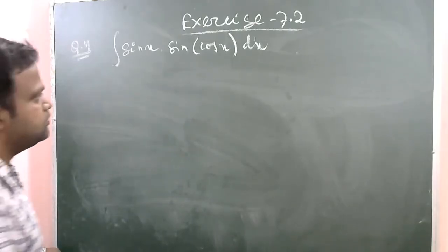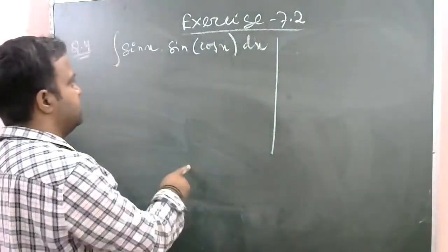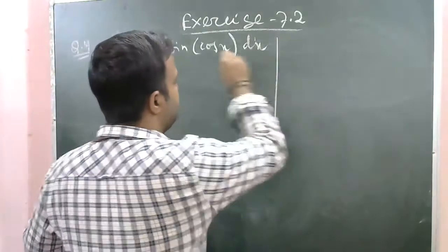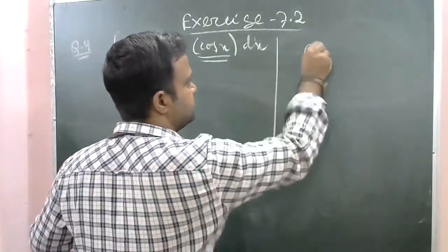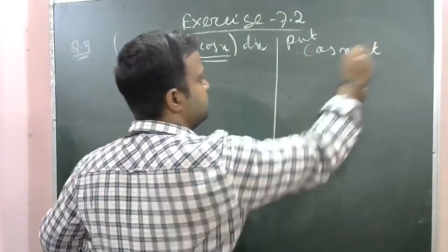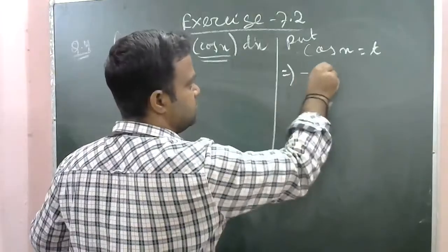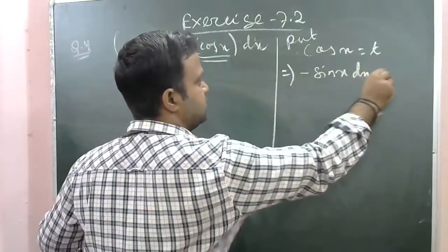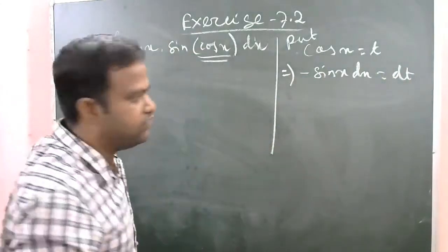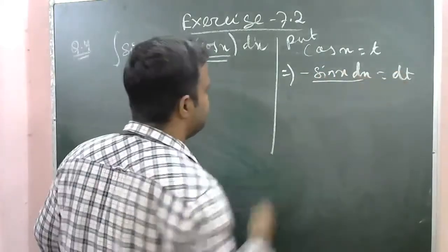Okay, so I'll put, I can see, and you will develop this gradually while you practice more and more problems. So I'll take cos x as t. Put cos x = t. Now differentiating both sides, the derivative of cos x is minus sin x. So minus sin x dx is dt. Now we'll see how everything will be changed to an easier function. Now minus sin x dx is dt, or sin x dx will be minus dt, right?